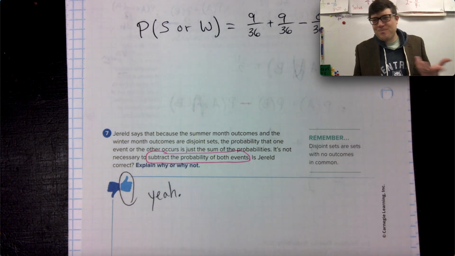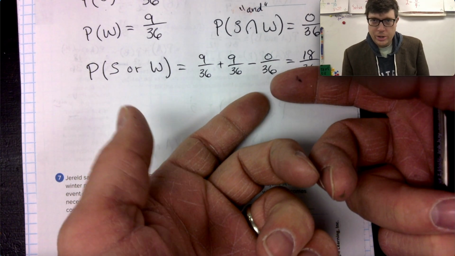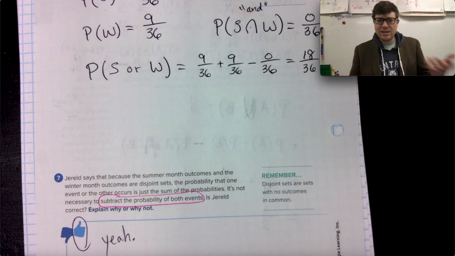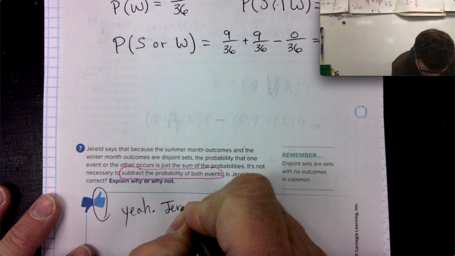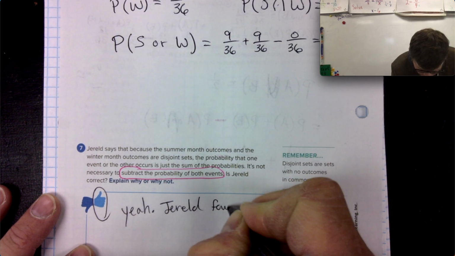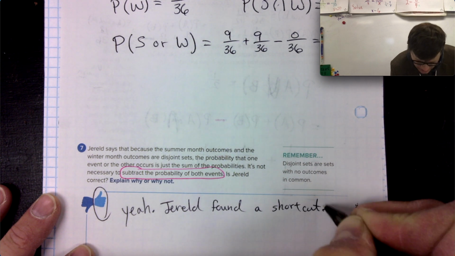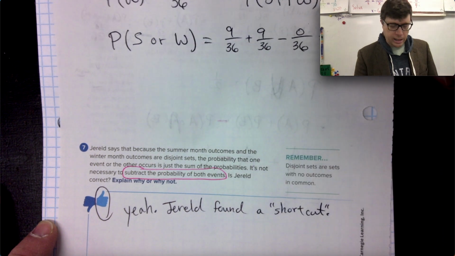But like, at least acknowledge it. At least acknowledge that there's no intersection and the probability of having no intersection is 0. So like, yeah, but he found a shortcut. Gerald found a shortcut. And I'll put it in quotes. I mean, it's not really even a shortcut. It's just maybe like lazy thinking.